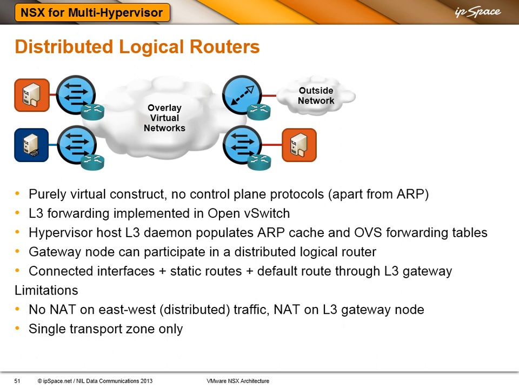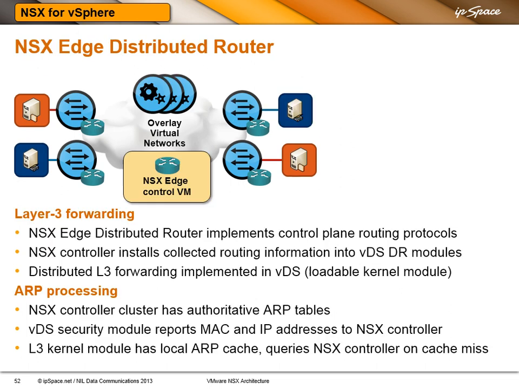If you want to, you can connect a gateway node to a distributed logical router, and then the gateway node would perform the functionality we have discussed before, whereas the kernel modules in the individual hypervisors would perform the east-west traffic forwarding. Now, the gateway node can still do NAT, but the hypervisor modules can't. So if you do forwarding between VMs, you cannot do NAT. If you want to do forwarding from the VM to the outside network through the gateway or vice versa, then it's possible to do NAT.